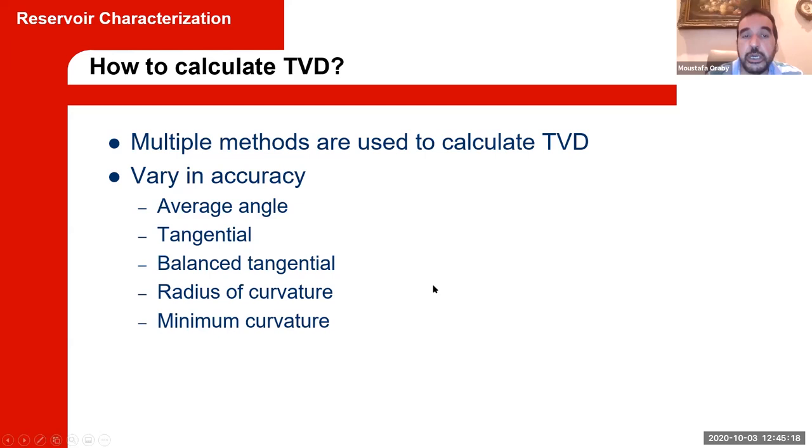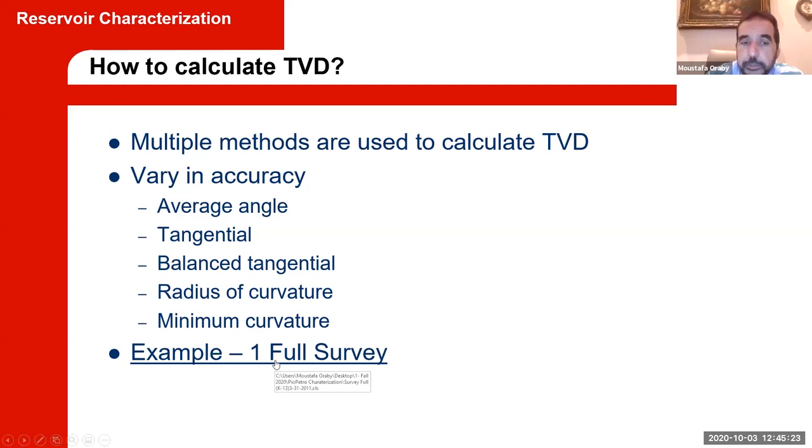Now, here's an example. I will show this example to you guys. I hope that it will be coming up. Can anybody tell me, is that clear now? Does everybody see this survey?